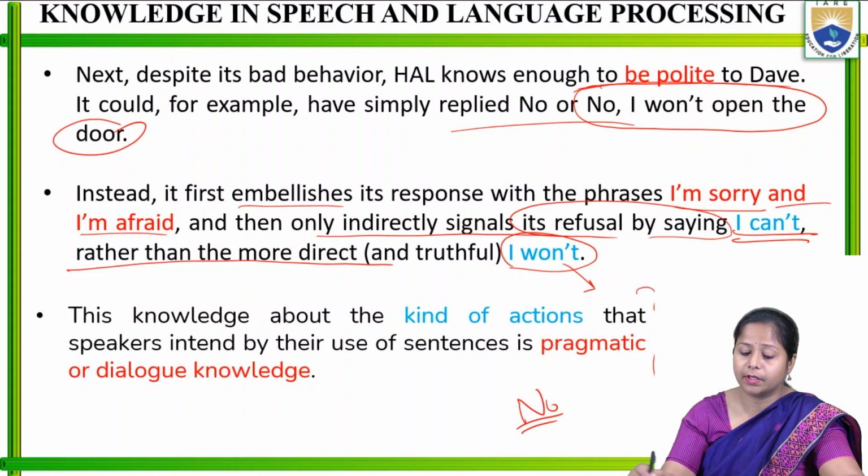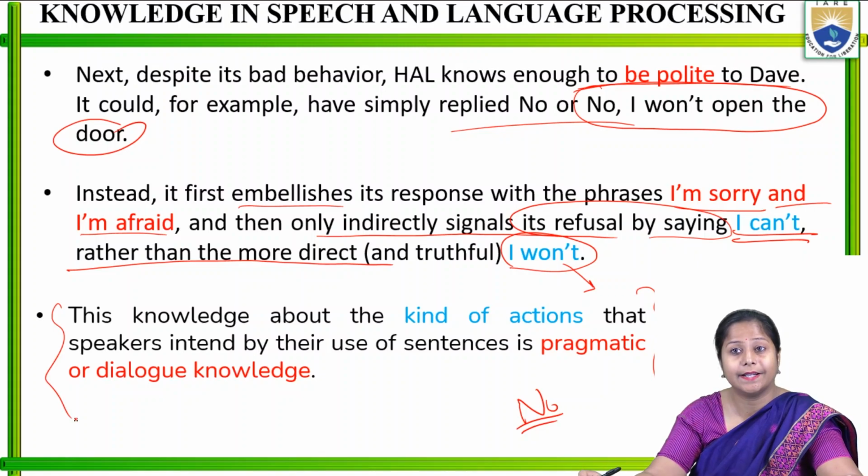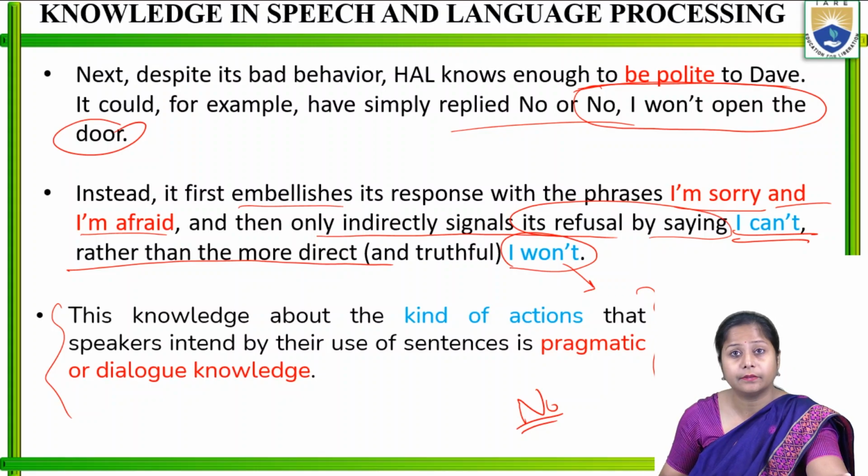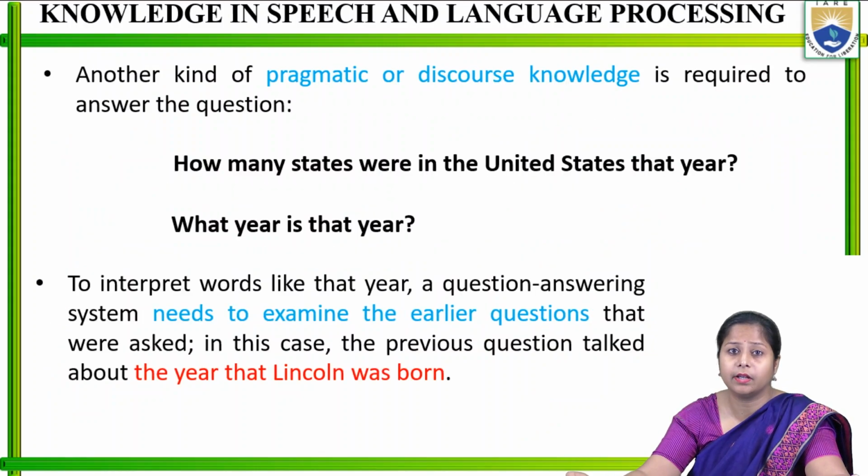This knowledge about the kind of actions that speakers intend by their use of sentences is pragmatic knowledge, or dialogue knowledge. So whenever an action has to be taken, the actionable answer should be given by the HAL machine. That would be the pragmatic knowledge, and it will be carried out by the HAL system. Here today we are talking about the HAL system, so I will again and again tell you that it is interpreted by the HAL system.